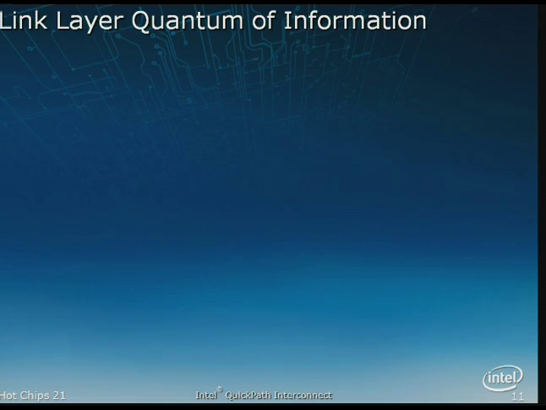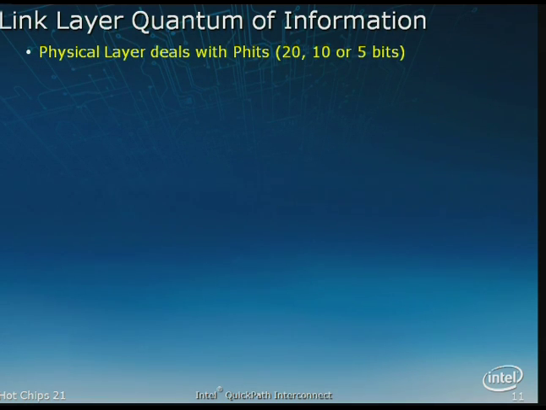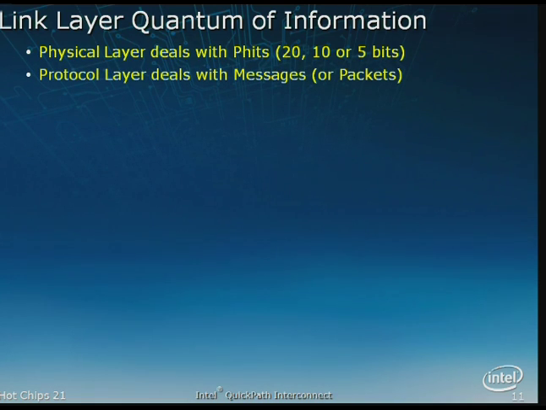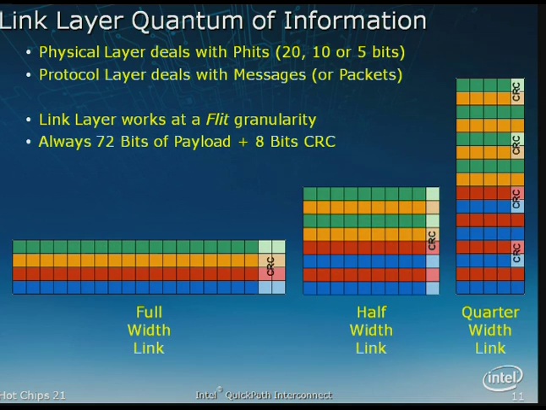QPI, this is one area that we are a little different than most link layer protocols. The physical unit, that 6.4 gigatransfers that fit, is defined by the width of the link, and that's 20, 10, or 5 bits wide. At the protocol layer, we deal with what we refer to as messages, or some people would say packets. At the link layer, we work at the FLIT granularity. A FLIT, by definition, is an 80-bit quantum of information, 72 bits payload, 8 bits CRC.